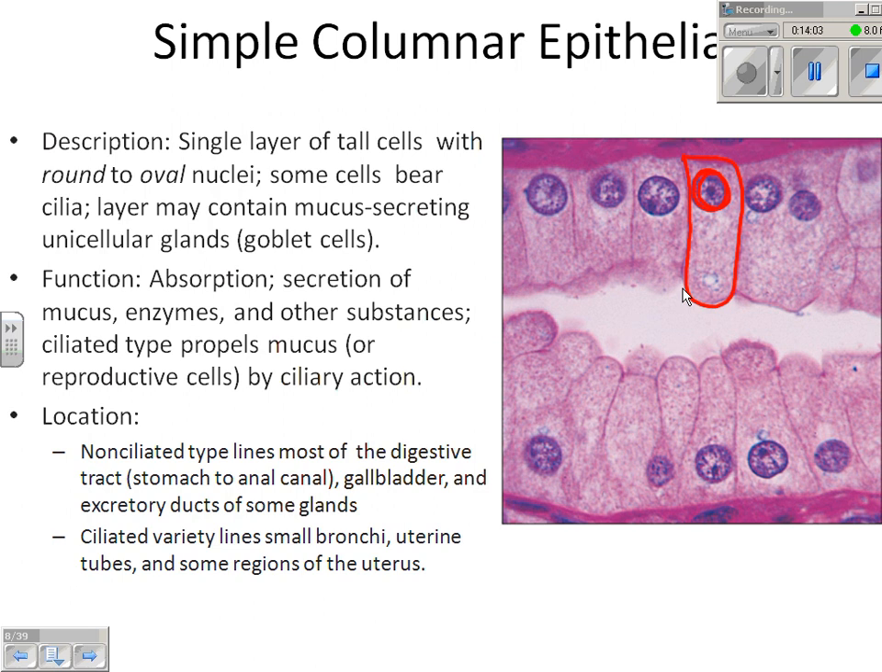And we actually find this particular type of tissue in non-ciliated types lining most of your digestive tract. Remember, the digestive tract really doesn't need cilia, because cilia move one direction, kind of trying to get rid of something, and food moves all the way through the digestive tract, so they're non-ciliated. You also have this type of tissue in the gallbladder. Some of your ducts and glands will have this type of tissue. You'll have a variety of this that's ciliated, remember, in the respiratory tract, so in the bronchi. Then you'll have some simple columnar tissue in the uterine tubes and some regions of the uterus.